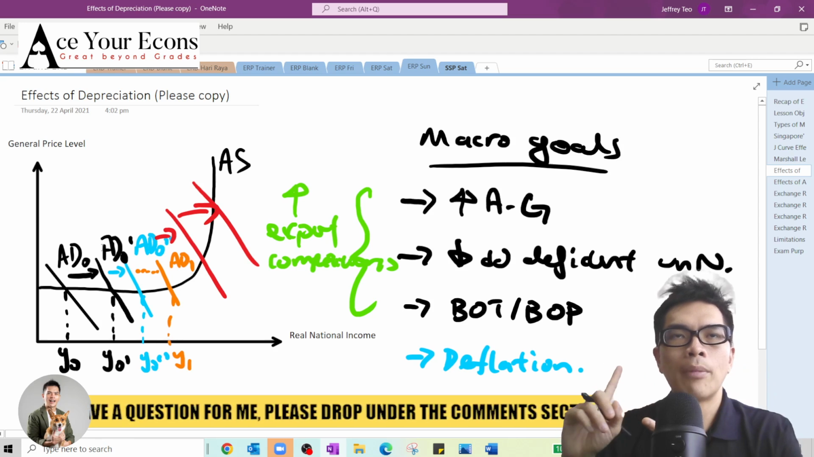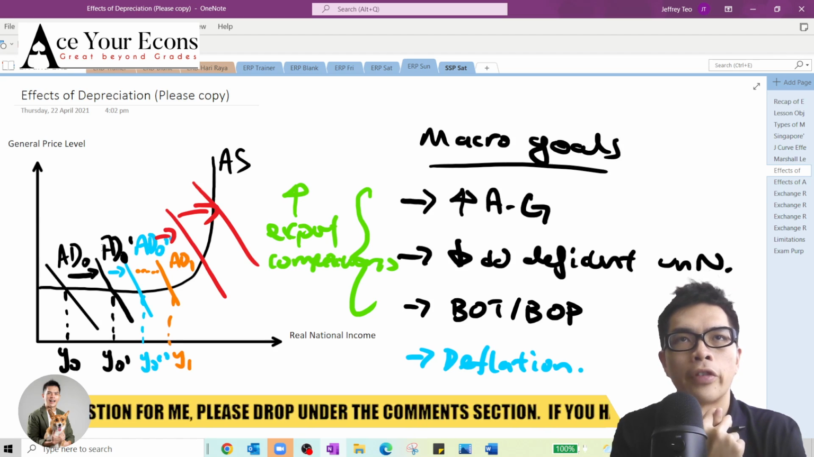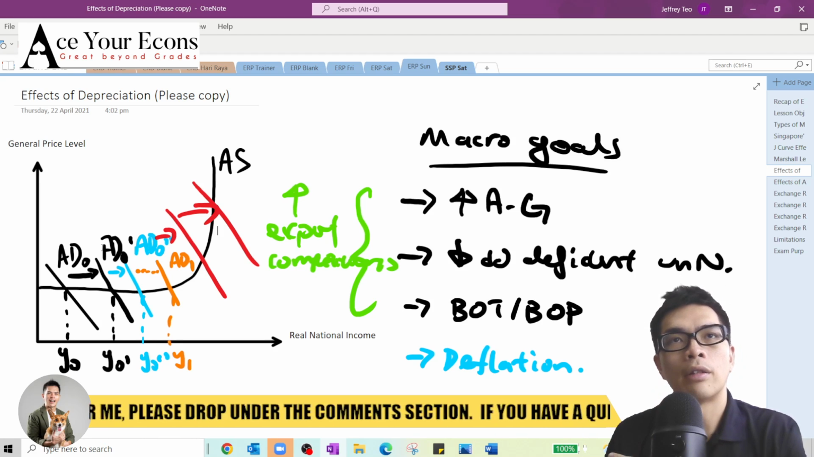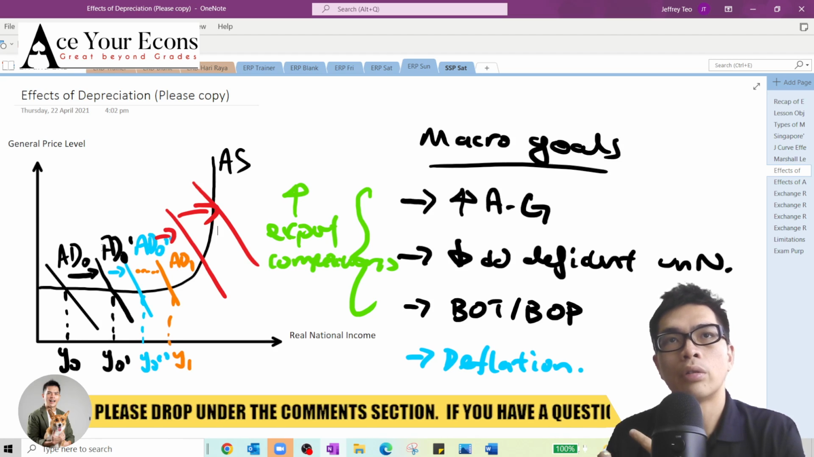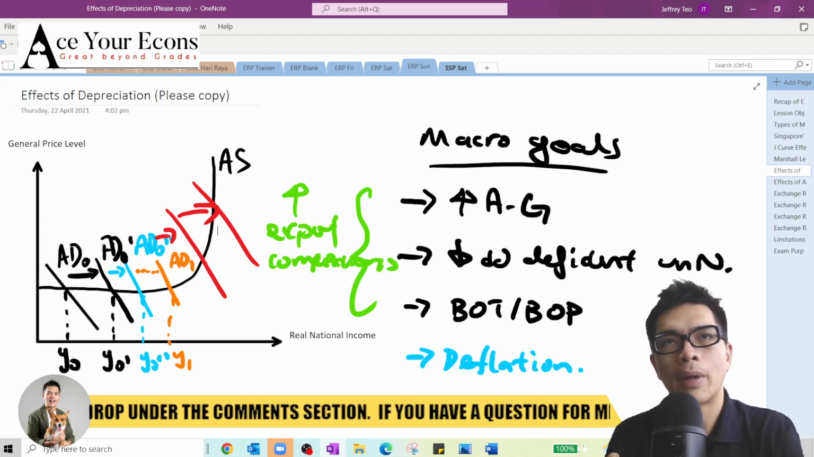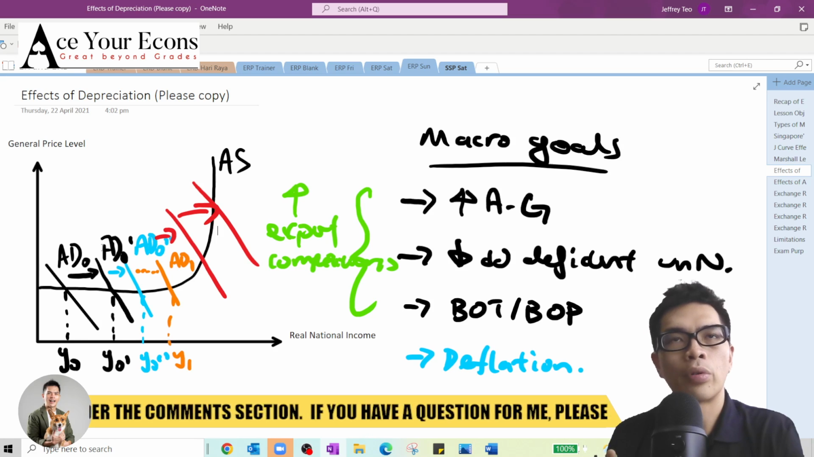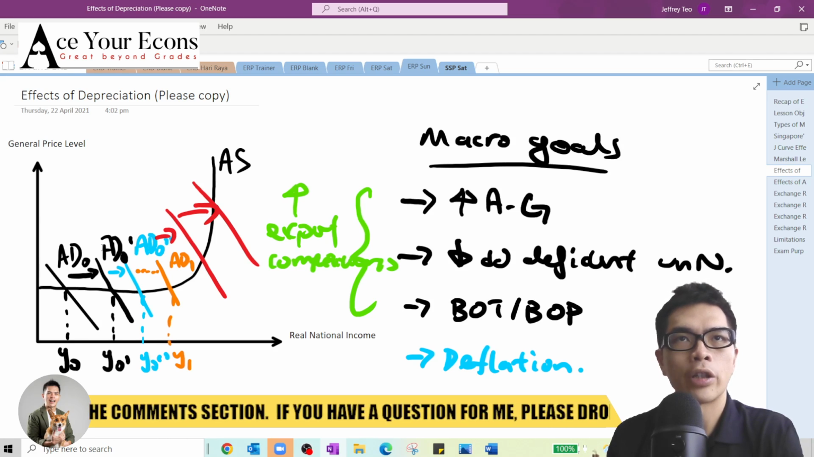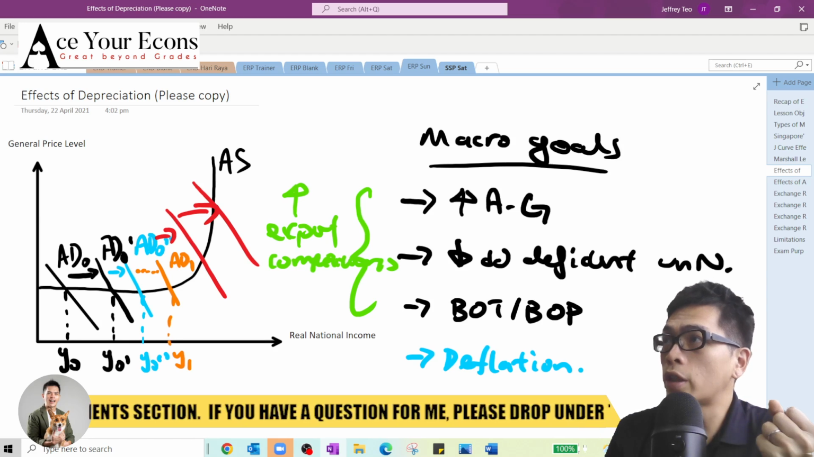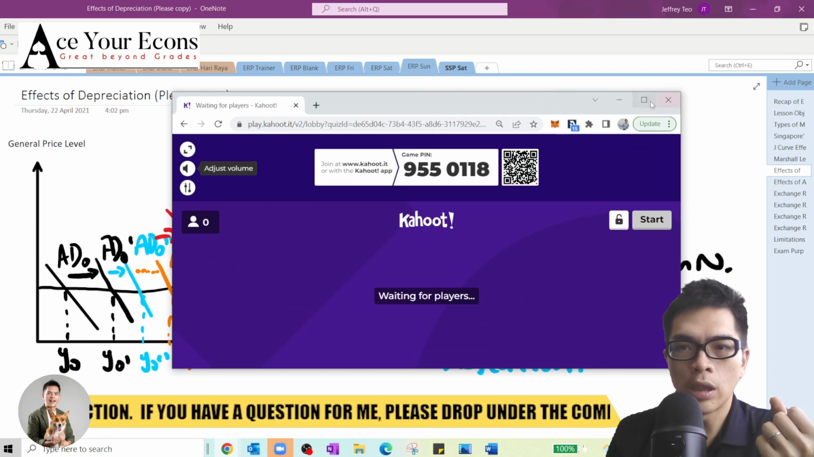Right, so to sum up, appreciation is to address inflation, especially cost push inflation. A depreciation is to address the remaining goals: to promote actual growth, to reduce demand deficient unemployment, and potentially to improve your balance of trade. That's for my H1, H2 students. Clear? Alright, with this, we'll start with the quiz.